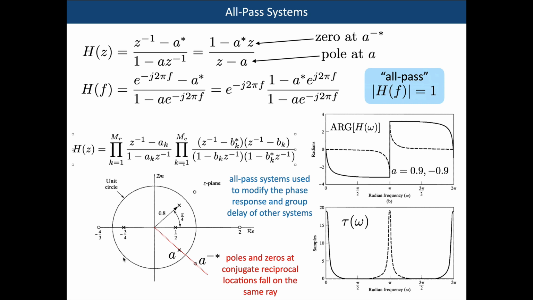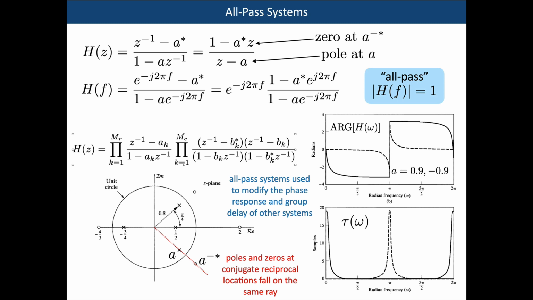In this pole zero diagram, you can see that this pole is at the location -3/4, and there's a zero at -4/3. Here's a pole at 1/2, so there's a zero at 2, and so on. Then here's a pair of complex conjugate poles, and the zeros are located at conjugate reciprocal locations outside the unit circle. So again, A inverse conjugate lies on the same ray as A, has the same phase. All right, so that's a little bit about Allpass systems.